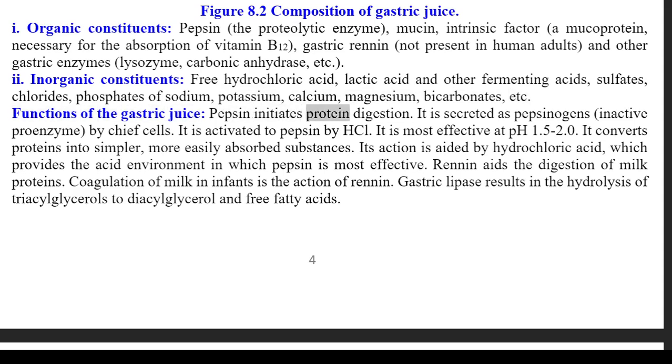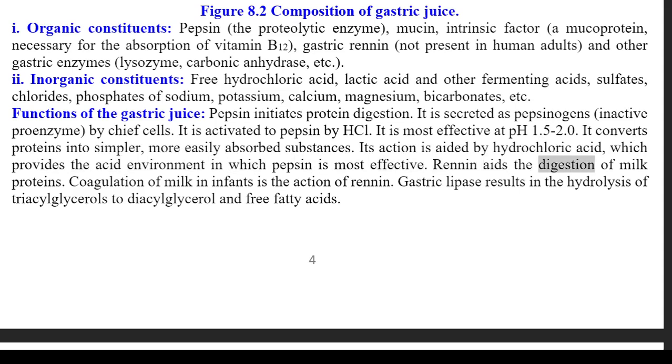Pepsin initiates protein digestion. It is secreted as pepsinogen, an inactive proenzyme, by chief cells. It is activated to pepsin by HCl. It is most effective at pH 1.5 to 2.0. It converts proteins into simpler, more easily absorbed substances. Its action is aided by hydrochloric acid, which provides the acid environment in which pepsin is most effective.